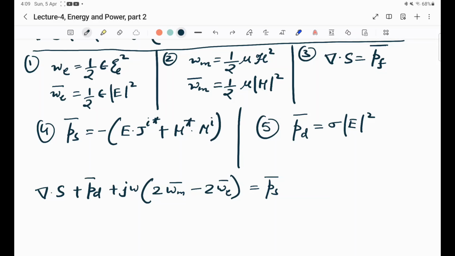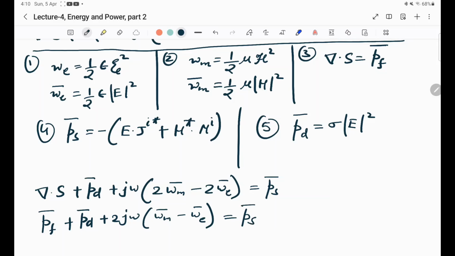So I am going to write this as Pf bar. So I am substituting Pf in place of divergence of S. So this has been replaced with this. Okay, so I am writing it as Pf bar plus Pd bar plus 2j omega Wm bar minus We bar is equals to Ps bar.